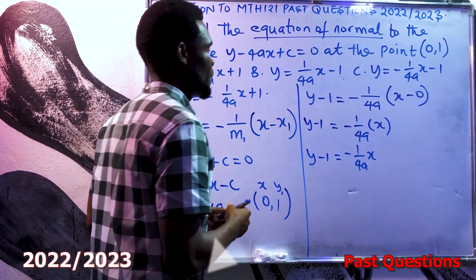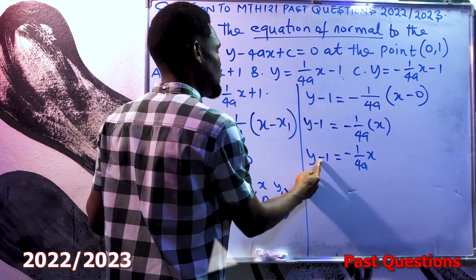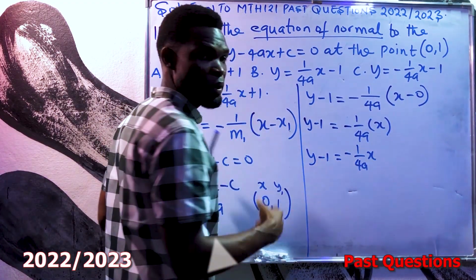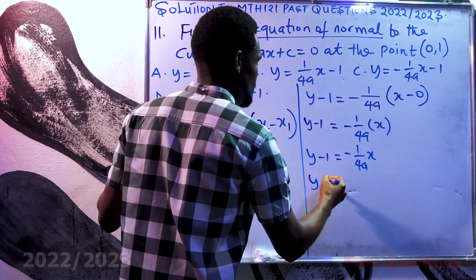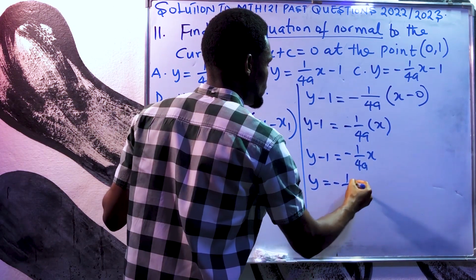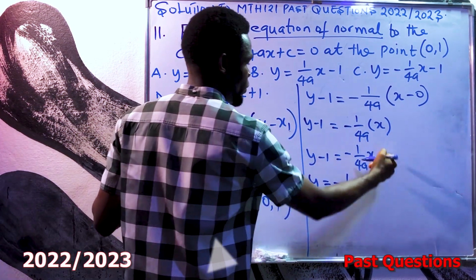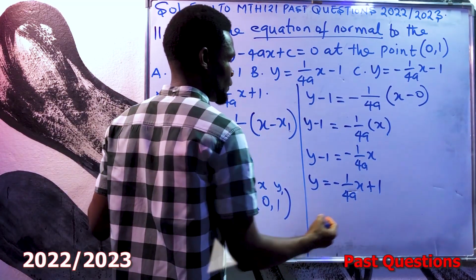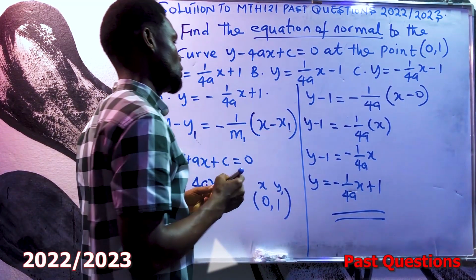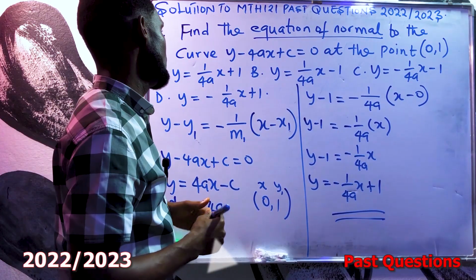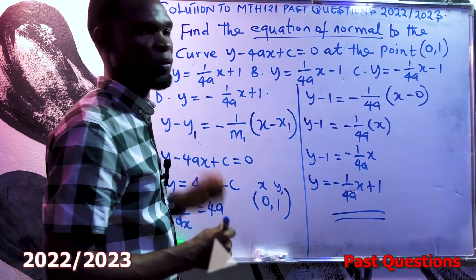Next thing is just to move this minus 1 to the right hand side to get plus 1. So y equals minus x over 4a, which is this, and minus 1 will cross and become plus 1. So this is the equation of the normal to this particular curve.